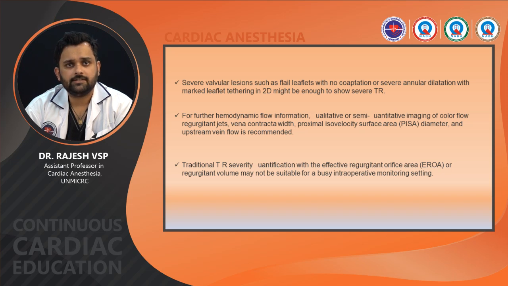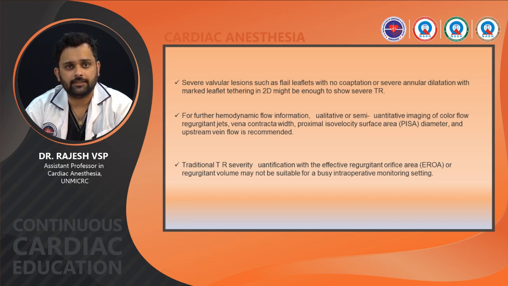Severe valvular lesions such as flail leaflets with no coaptation or severe annular dilatation with marked leaflet tethering in 2D might be enough to show severe TR. For further hemodynamic flow information, qualitative or semi-quantitative imaging of color flow regurgitant jets, vena contracta width, and proximal isovelocity surface area diameter, that is PISA, and upstream vein flow is recommended.